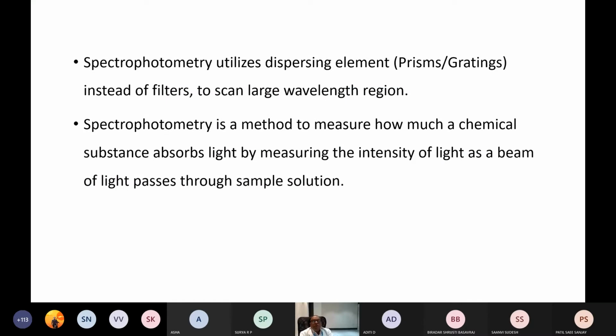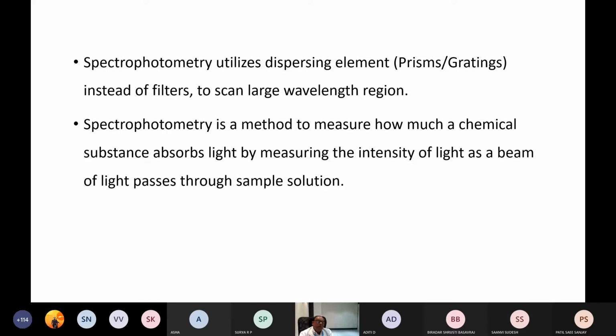Now, it utilizes dispersing elements, that is a prism, instead of filters, to scan a large wavelength region. It is a method to measure how much a chemical substance absorbs light, by measuring the intensity of the light as a beam of light passes through the sample solution. So it is an advanced step of the colorimeter. Just an advanced step of the colorimeter.